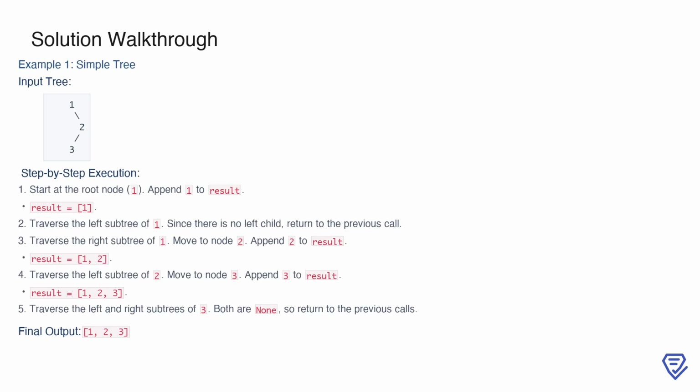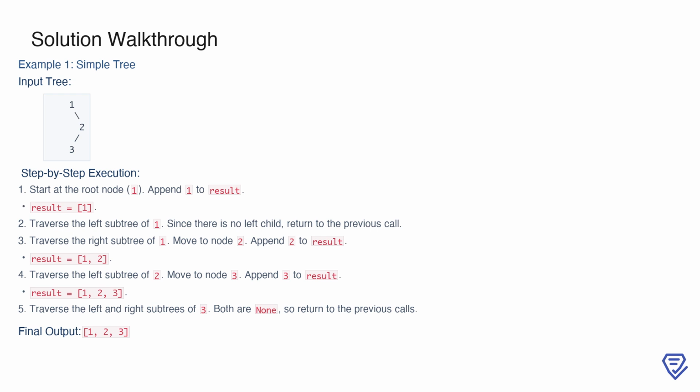To begin with, let's look at example 1, which involves a simple binary tree. The tree has a root node with the value 1, a right child with the value 2, and a left child of node 2 with the value 3. Starting at the root, we append the value 1 to our result list, so the result is now 1. Since node 1 has no left child, we skip the left subtree and proceed to its right child, node 2. We append 2 to the result, making it 1, 2.